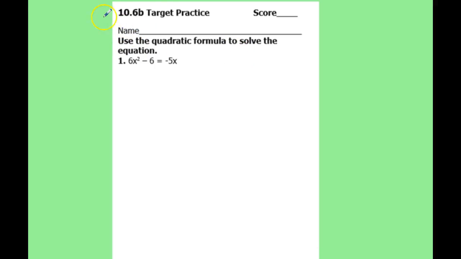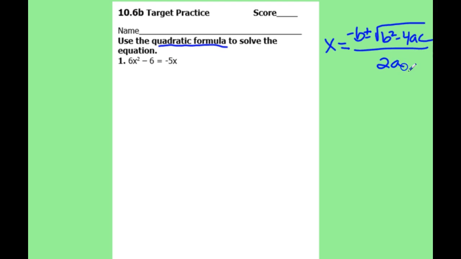Alright, so our warm-up on 10.6, we're using the quadratic formula. If I were you, I would write the quadratic formula on your note card. It's negative b plus or minus the square root of b squared minus 4ac all over 2a. So in order to use this, we need our equation in the form ax squared plus bx plus c equal to 0 or equal to y.